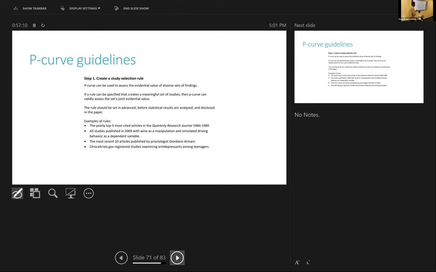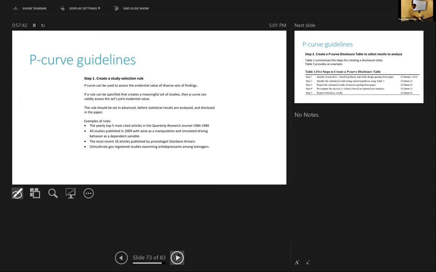But anyways, so really what you want to do first is pre-specify a rule that you're using before you generate this p-curve. This could be looking at, you know, elderly priming work, evidence for elderly priming, evidence for money priming, et cetera, or evidence for the facial feedback hypothesis. And so this is what you're going to specify first.